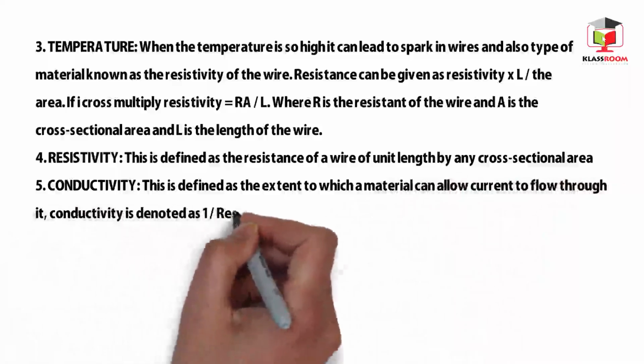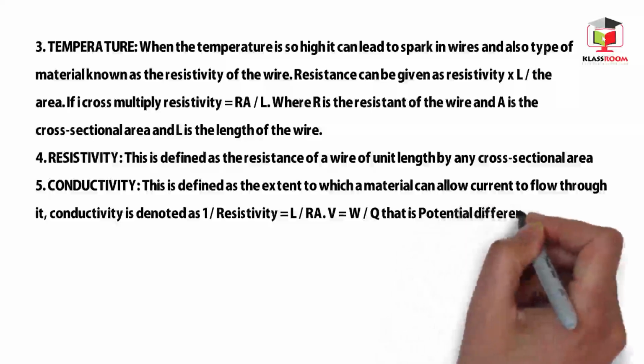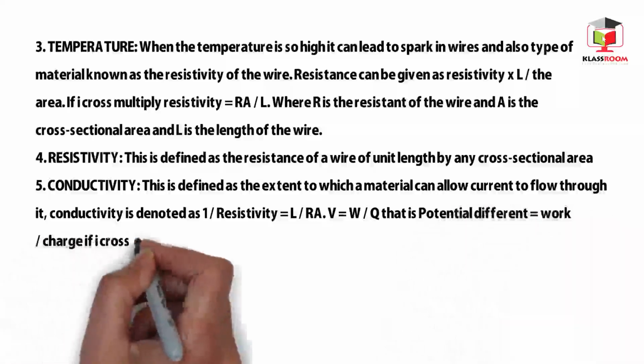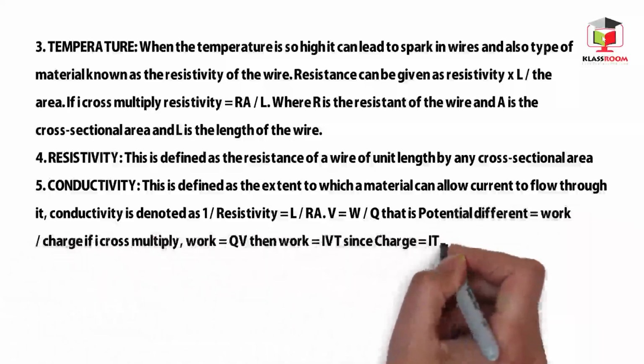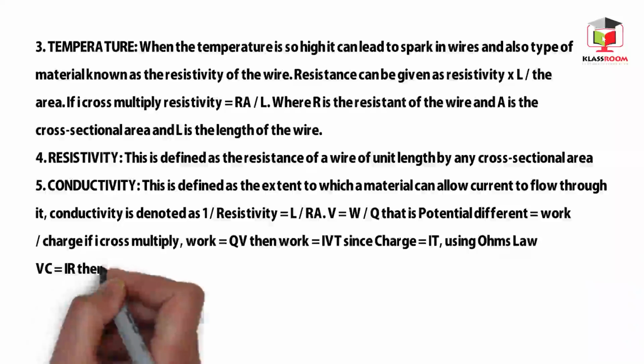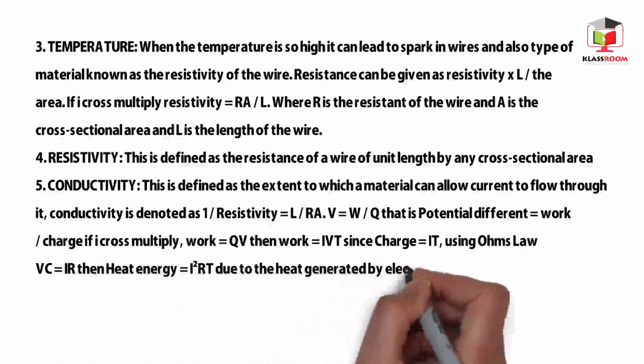V equals W over Q. That is, potential difference equals work over charge. If I cross multiply, work is equal to QV. Then work equals IVT, since charge is equal to IT. Using Ohm's law, V is equal to IR. Then heat energy is equal to I squared RT.